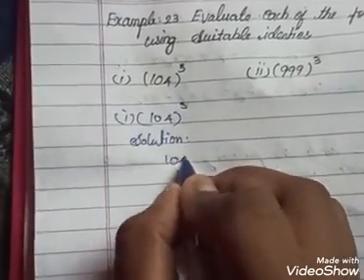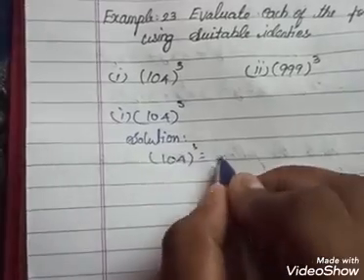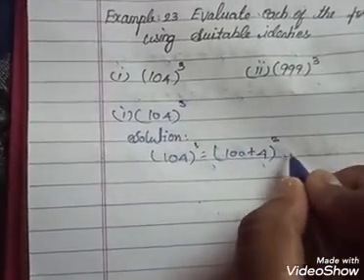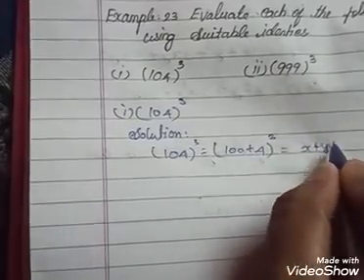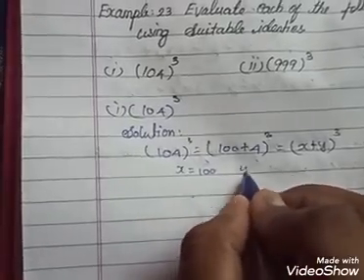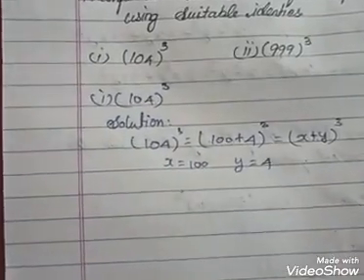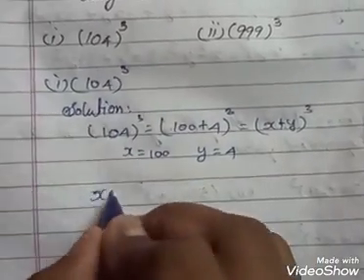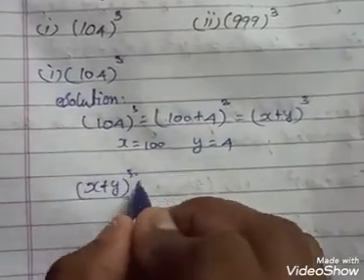Solution. 104 whole cube can be written as (100 + 4) whole cube, which is equal to (x + y) whole cube, where x is equal to 100 and y is equal to 4. Now you just expand the identity, (x + y) whole cube.